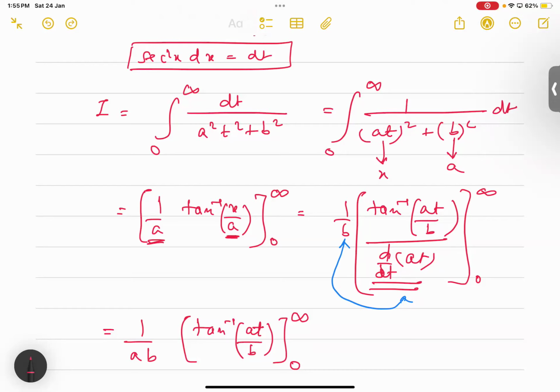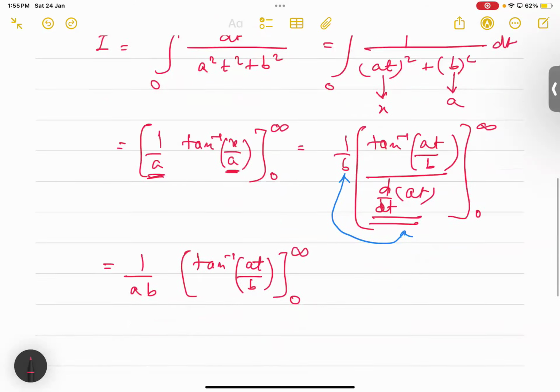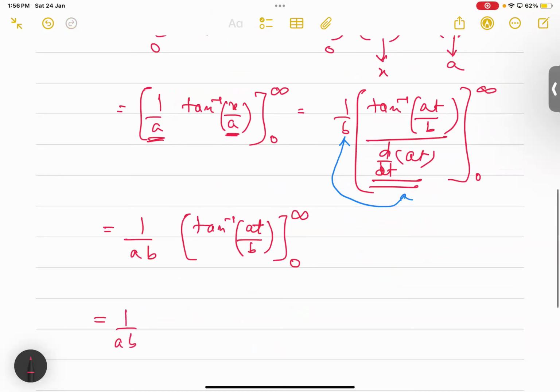Integrate. Outside? No, you have to put the value of a. Outside the bracket it comes, because it's a constant. That's why 1 upon ab, box minus box.